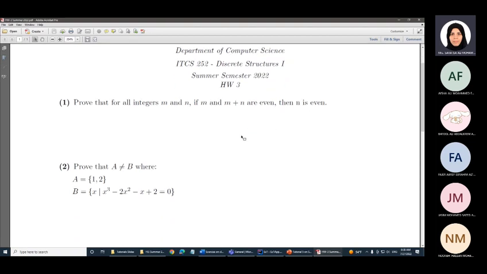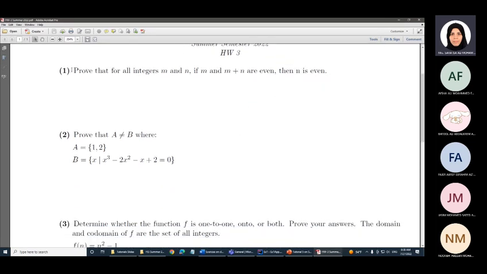This is your homework. Your homework consists of 3 problems. Problem number 1 is proving. Prove that for all integer m and n, if m and m plus n is even, يعني ال m is even وال m plus n is also even, both of them are even, then I can conclude that ال n is even. They did not ask here to prove directly, prove by contradiction, or prove contrapositive. They do not mention that. You should decide. This problem can be solved directly, can be solved by contradiction, can be solved by contrapositive.